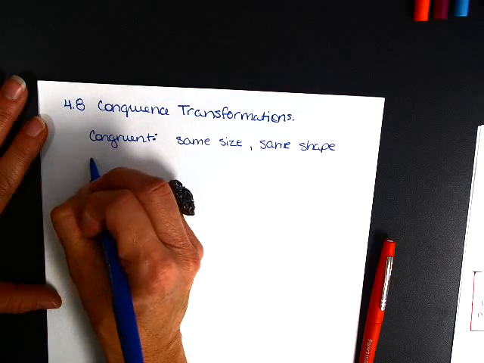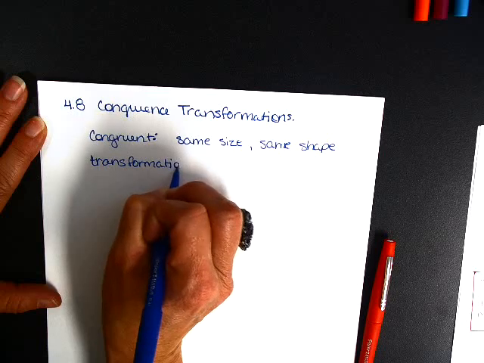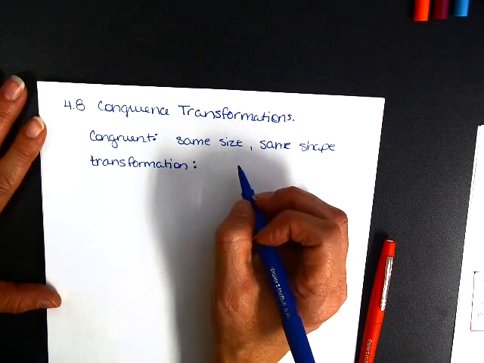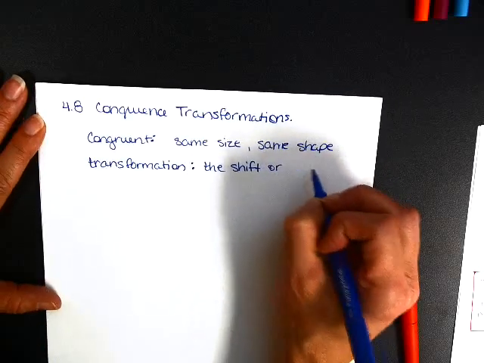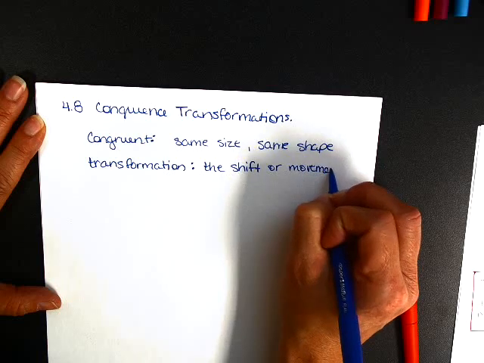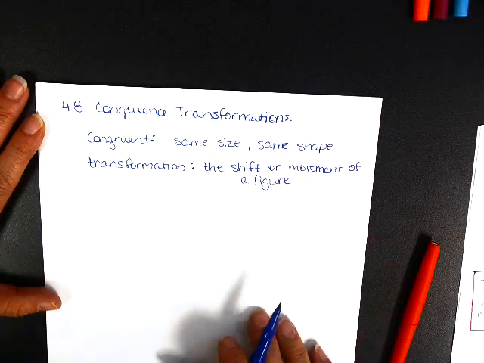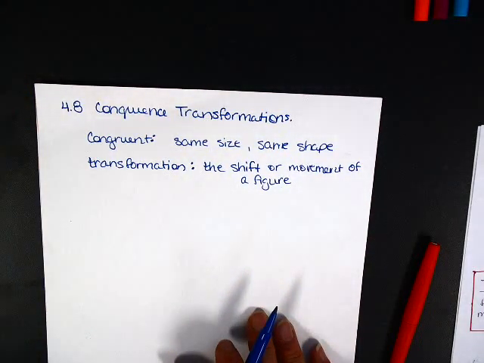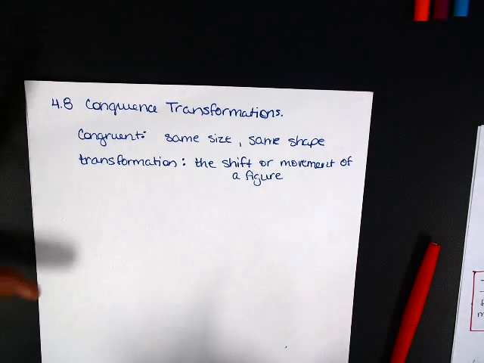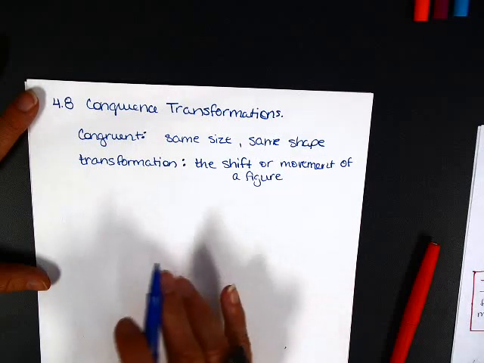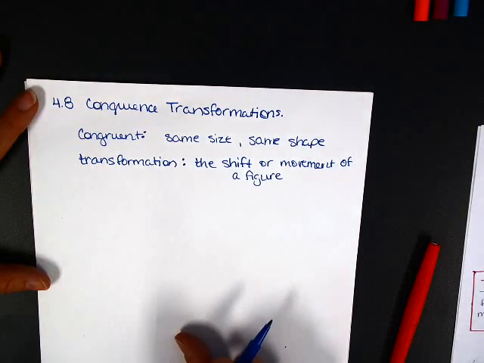Okay, then to define transformation. Transformation is the shift or movement of a figure. Now, whenever we're dealing with this on a coordinate plane, you're just counting. You're counting units of measure, and that's it. So you'll have your x coordinate and your y coordinates, and you'll just be counting and moving the figure along. And we're going to practice on one in just a second.